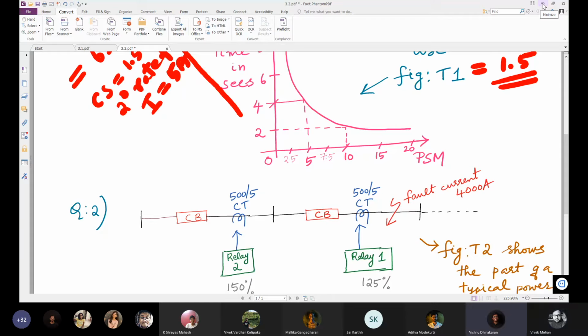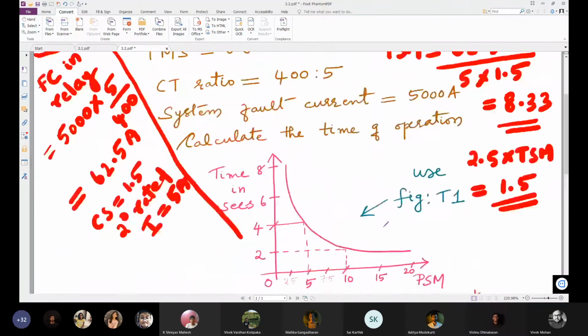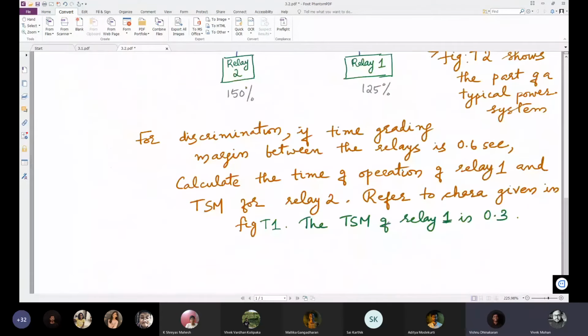Sir, can you show the question one more time? Sir, for the data, like the TSM data is? One minute. Here, this one? Yes. 0.3. Yes. We can go back to the.